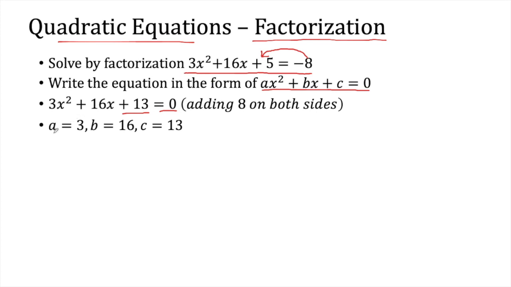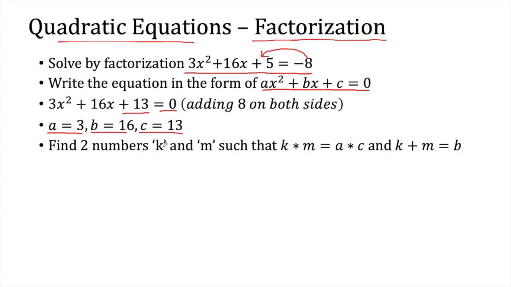A, which is the coefficient of x squared, is 3. The coefficient of x is 16. And the constant term is 13. So in any factorization problem, your goal is to find two numbers k and m such that k times m is equal to a times c and k plus m is equal to b.